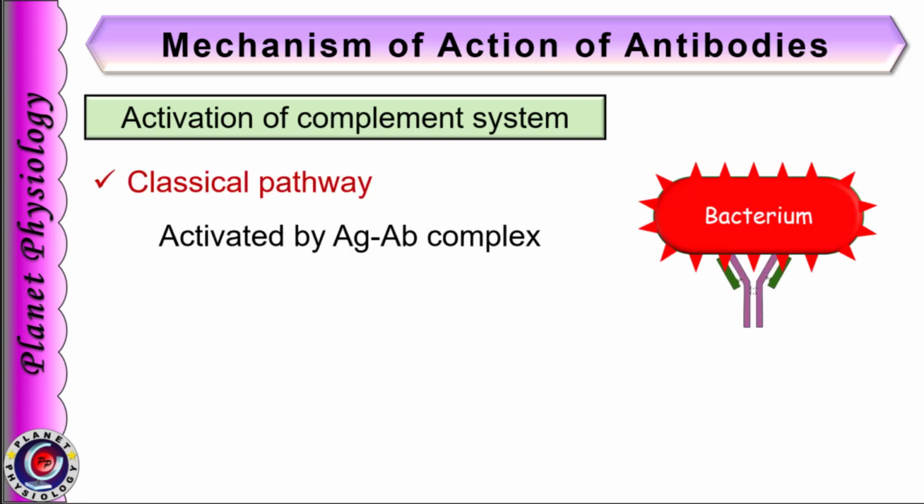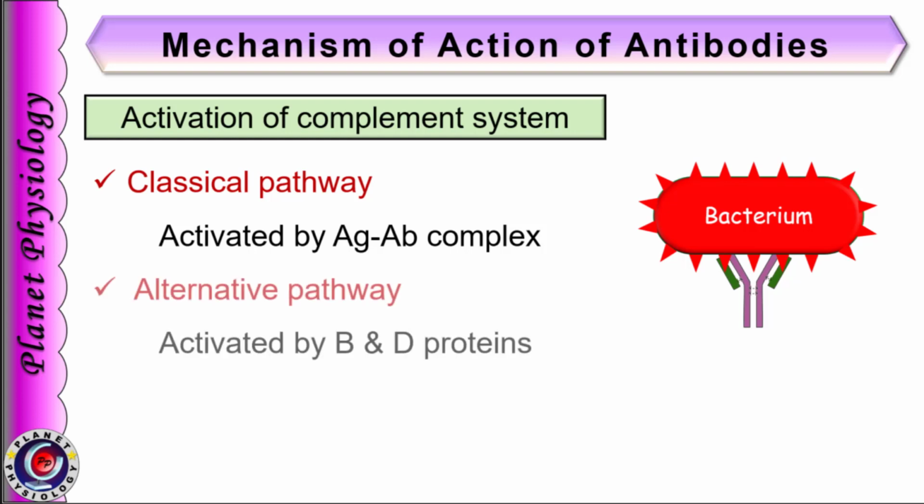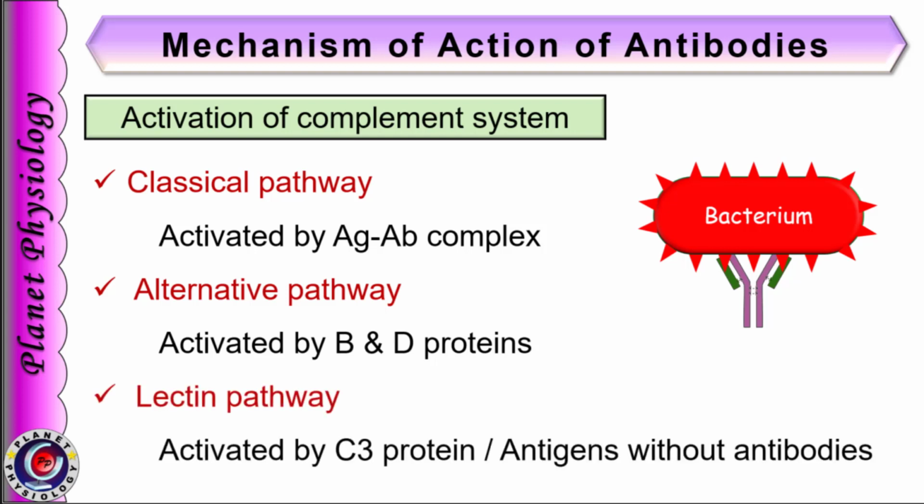Complement proteins can be activated in three different ways. When antigen-antibody interaction activates a cascade of complement proteins, it is known as classical pathway. Complement proteins are also activated by direct exposure of B and D complement proteins to antigen. It is called the alternative pathway. The third mechanism is known as lectin pathway, which is activated by activation of C3 complement protein or even directly by the antigen without presence of antibodies.